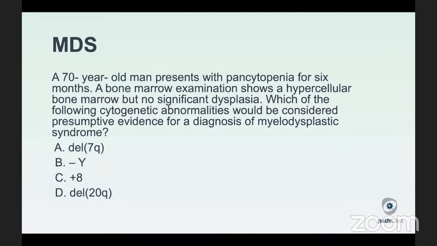Another question for MDS. 70-year-old man with pancytopenia for 6 months. Bone marrow is hypercellular, but there is no significant dysplasia, just hypercellular bone marrow with pancytopenia. Which one of the following cytogenetic abnormalities would be considered presumptive evidence of MDS diagnosis? As I mentioned, deletion 7. These 3 are not specific.